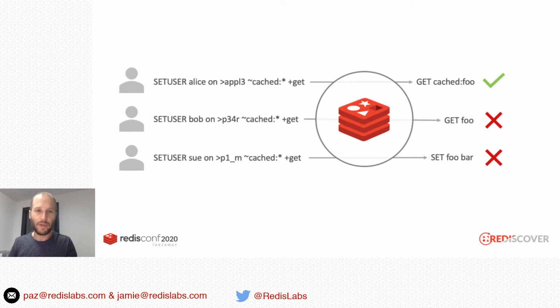In the last example, Sue has the same ACL as Bob and Alice, and therefore she cannot run the set command. Note that in Redis open source, the ACL should be defined for each user separately, even in case the same ACLs are used for different users.